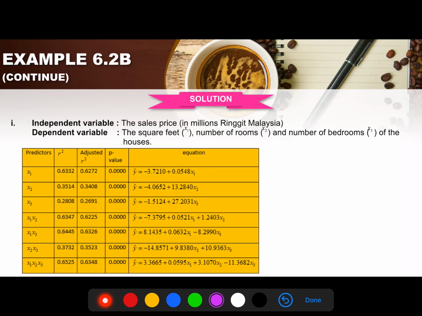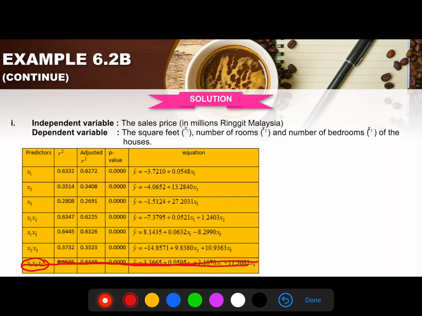Okay, so this is our table just now that we created from the Excel output. We want to find the best model. So the step is we have to find the smallest p-value and the highest coefficient of determination. So let's look at the first step. We have to eliminate this one because we want to find the best model with fewer predictors. This one has the most predictors, x1, x2, x3, so we have to discard this one.